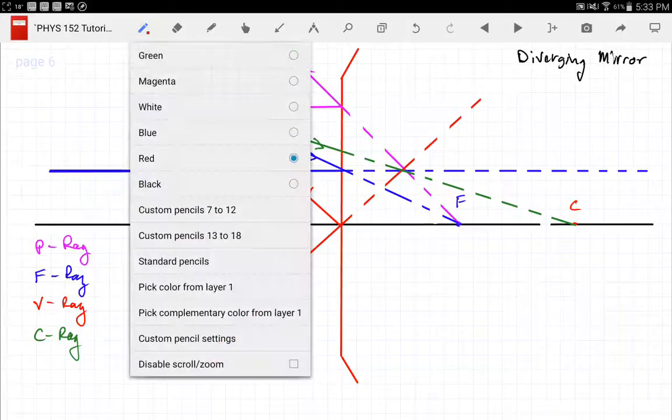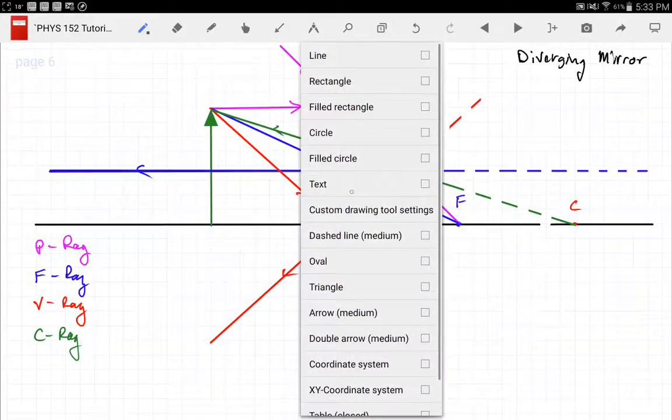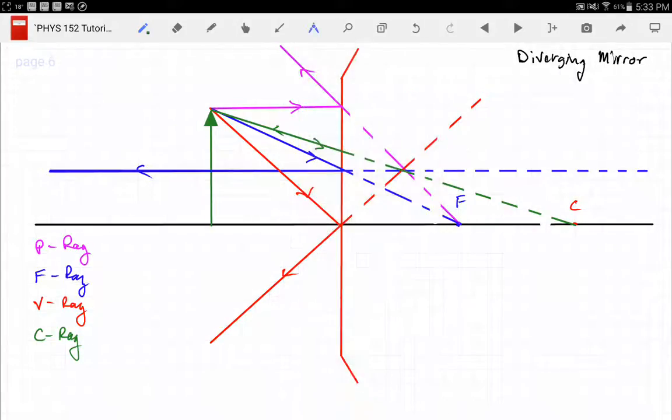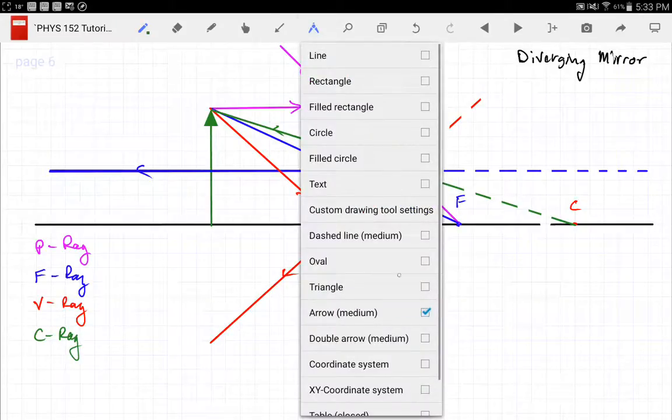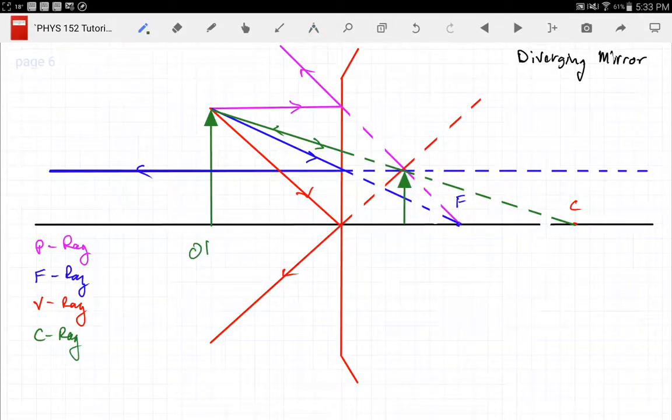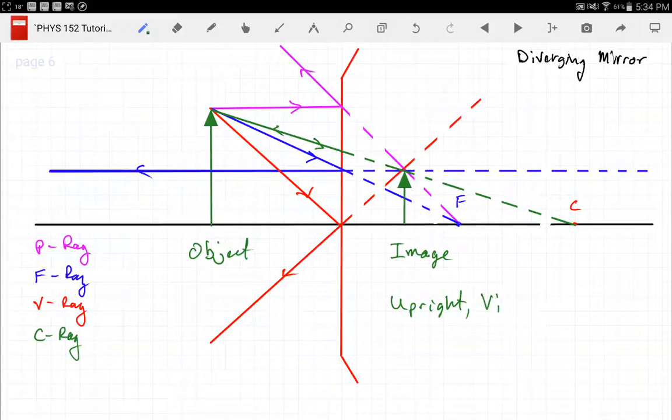Well, of course, where is my image? My image is where those extrapolations met. So the extrapolations were all pretty close to each other. Good job this time. And so there is my image. So I had my object and my image. This image is upright, virtual, and diminished.